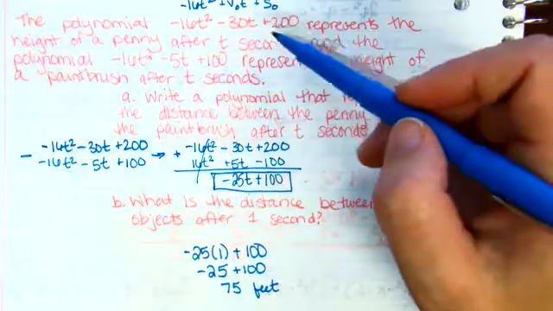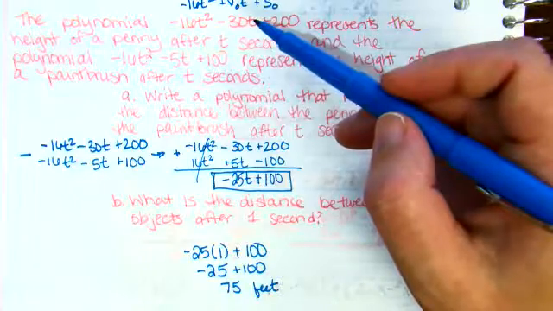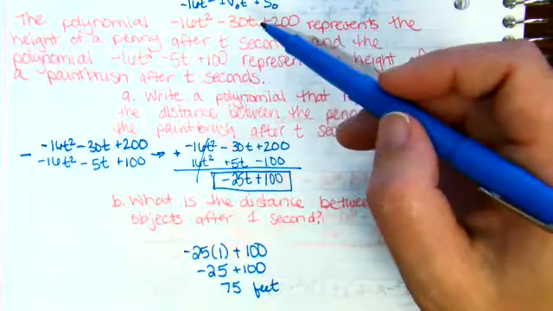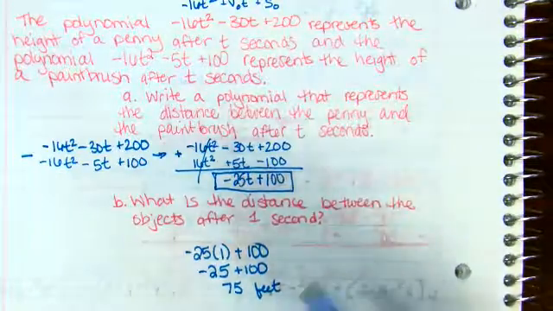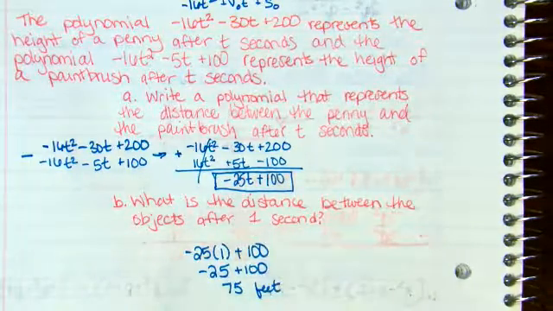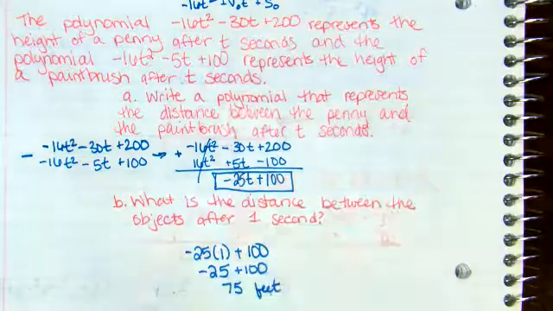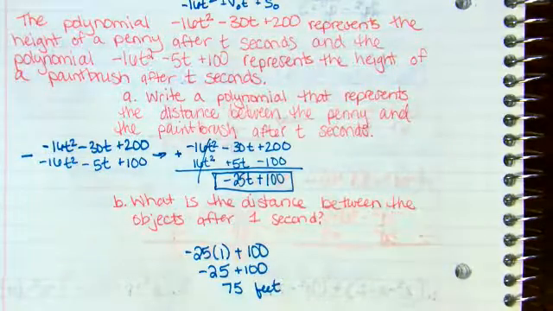And that should make sense because the penny started higher, but it started with a higher initial velocity. So it's going to potentially catch up to that paintbrush. It's getting closer to the paintbrush as they fall. So that is the whole lesson on adding and subtracting polynomials.